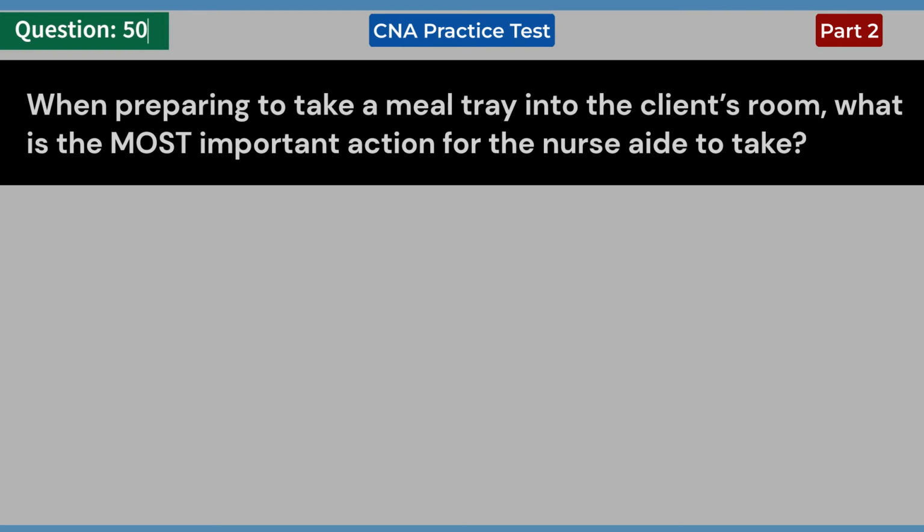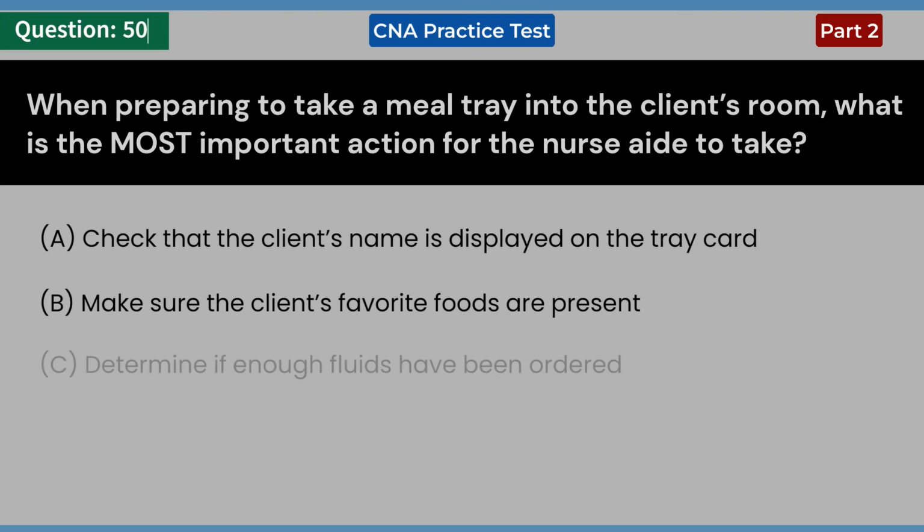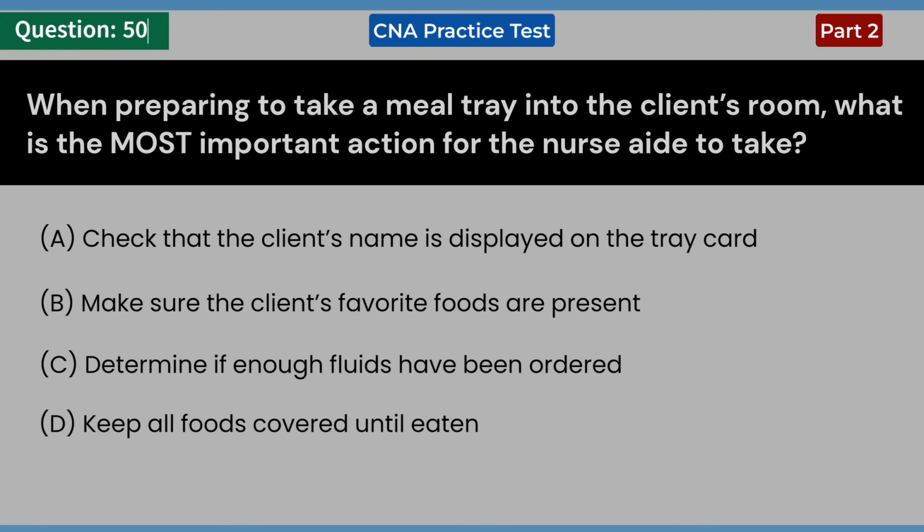When preparing to take a meal tray into the client's room, what is the most important action for the nurse aide to take? A. Check that the client's name is displayed on the tray card. B. Make sure the client's favorite foods are present. C. Determine if enough fluids have been ordered. D. Keep all foods covered until eaten. Answer: A. Check that the client's name is displayed on the tray card.